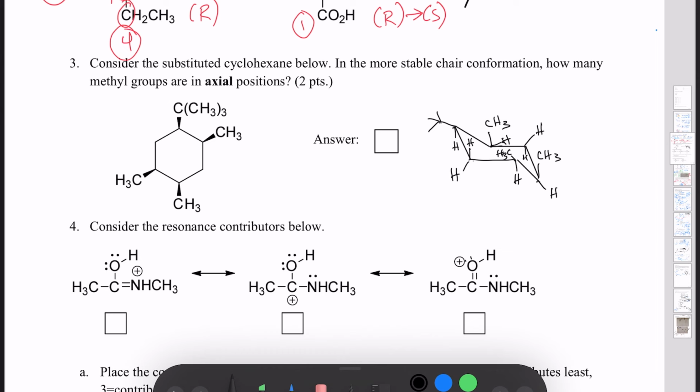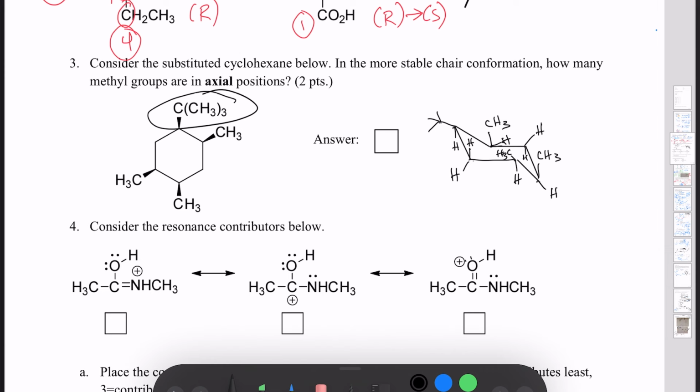For question 3, we're given the following substituted cyclohexane molecule, and we're asked to determine the number of methyl groups that are in the axial position in the more stable chair conformation. So when we look at this molecule, we can see that there are 4 substituents, 3 of which are methyl groups, and 1 of which is a tert-butyl group.